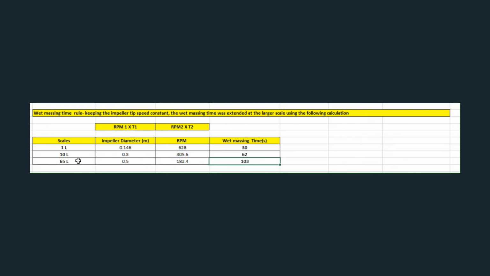Same at the 65 liter, our kneading time will become 103 seconds, calculated by applying the same principle, correct? D26 into E26 divided by D28. This value we calculated by the same tip speed rule, meaning the formula RPM2 divided by RPM1 equals D1 by D2, so RPM2 equals D1 by D2 multiplied by RPM1. By this method we can calculate our kneading time.